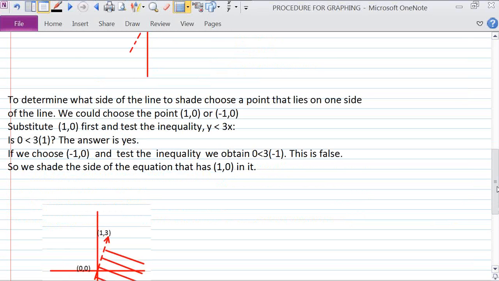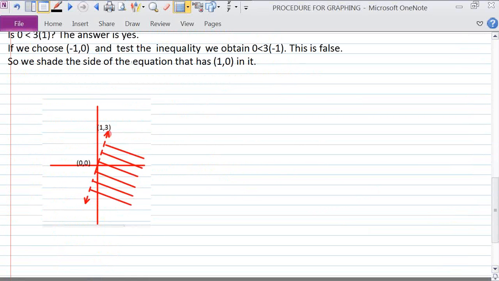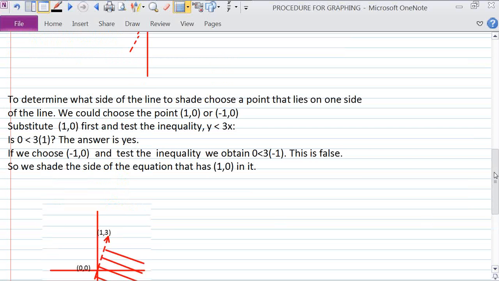So now we shade on this side of the line and we redraw the line. And you can see what we did is we checked the point 1, 0 here, and the inequality was true. When we checked with a point on this side of the line, the inequality was false. This 0, 0 refers to this point right here at the origin, by the way. So let's go over this again.